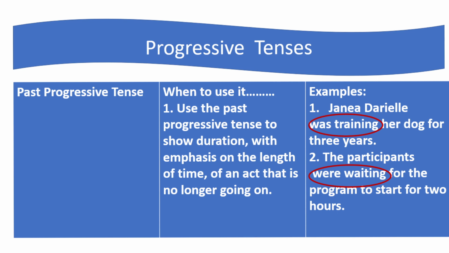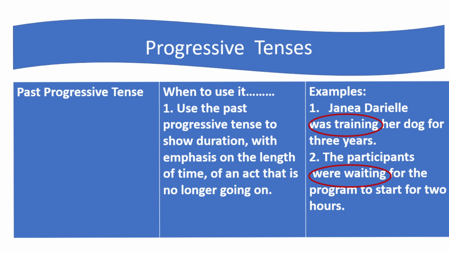It's no longer happening. So, she trained her dog. She was training her dog for 3 years, meaning to say after 3 years, she already stopped training her dog. Example number 2: The participants were waiting for the program to start for 2 hours. What does it mean? The action is no longer going on, but they were waiting, or they waited, for 2 hours.